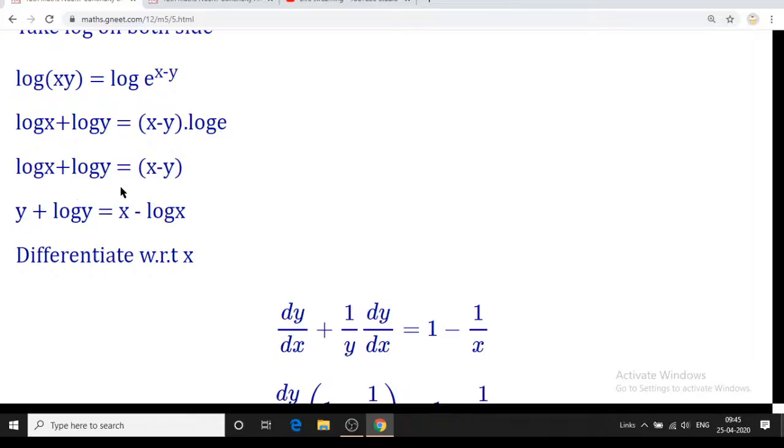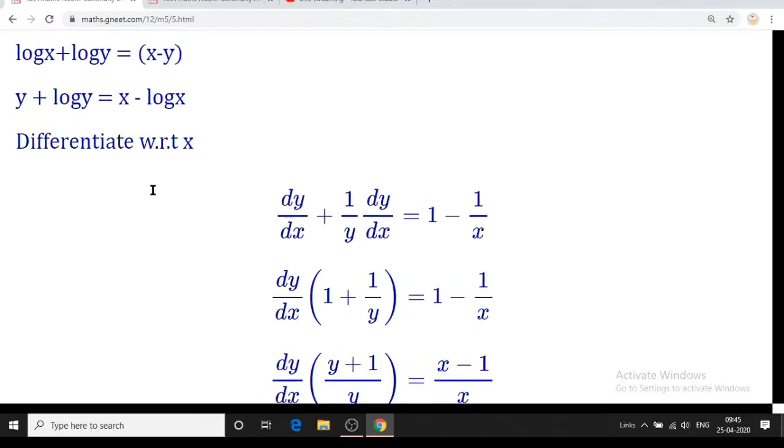After differentiating, you will collect the terms of dy by dx on one side. Here what I have done, I have collected the terms of y on one side and the x on the other side, and then I have differentiated. If you differentiate here directly, afterwards you have to collect the term of dy by dx on one side and the terms without dy by dx on the other side.